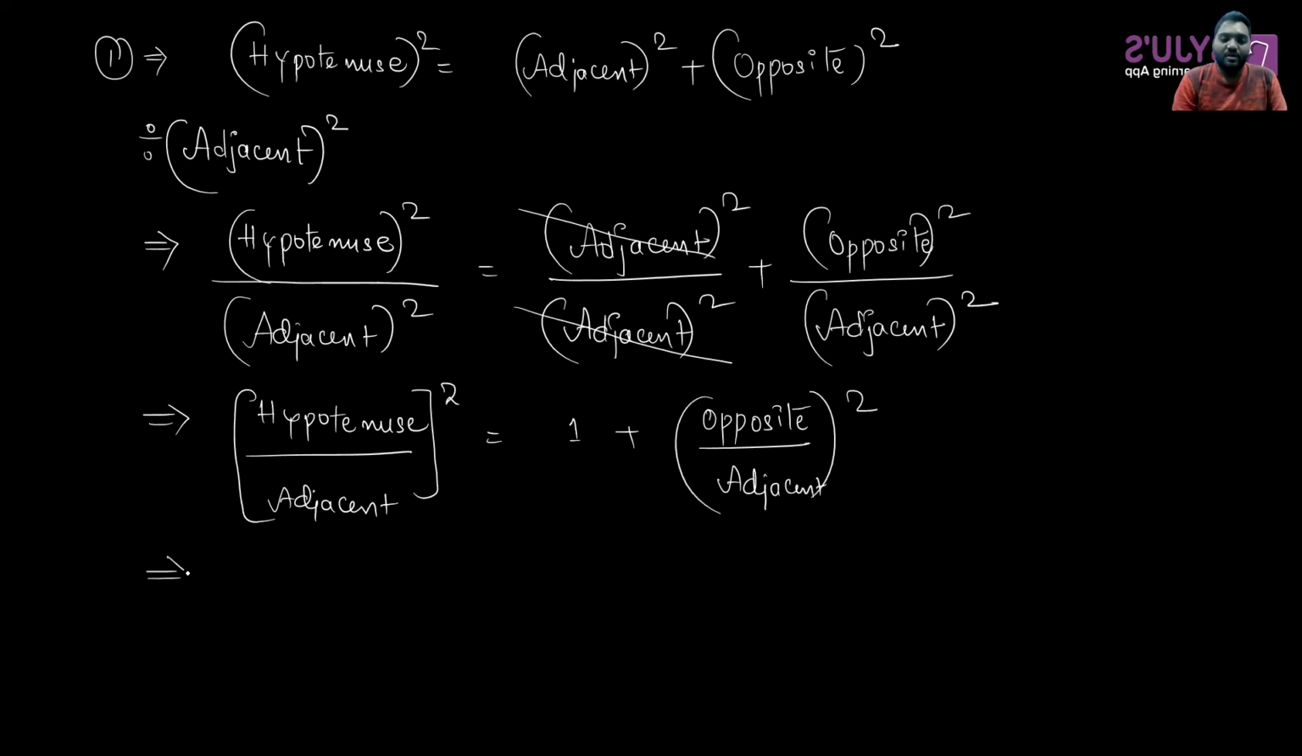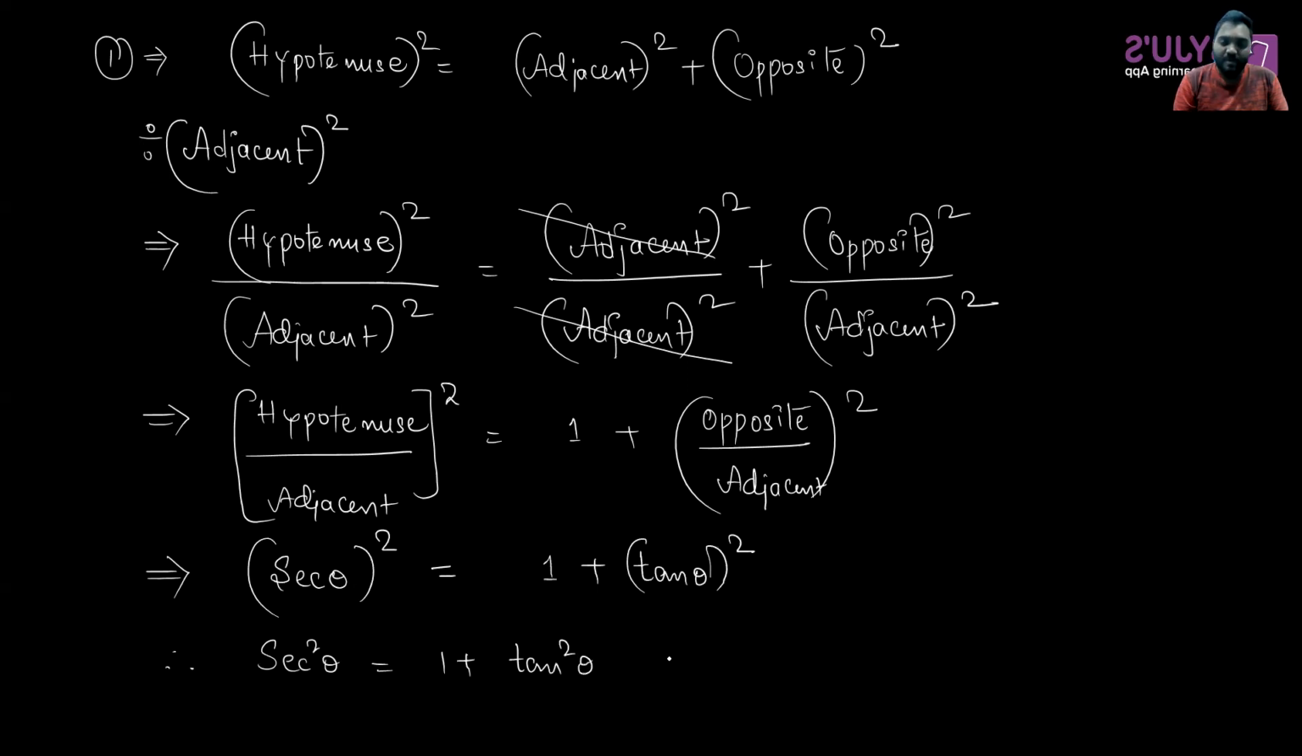And the trigonometric ratio which is defined for hypotenuse divided by adjacent is secant theta, right? So simply it can be written as secant theta whole square. Secant square theta equals to 1 plus opposite divided by adjacent. The trigonometric ratio which is defined for opposite divided by adjacent is tan theta, so tan theta whole square. Therefore it can be written as secant square theta equals to 1 plus tan square theta. This also can be written as secant square theta minus tan square theta equals to 1.